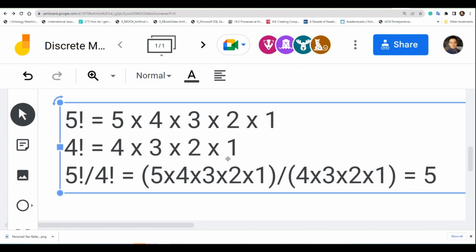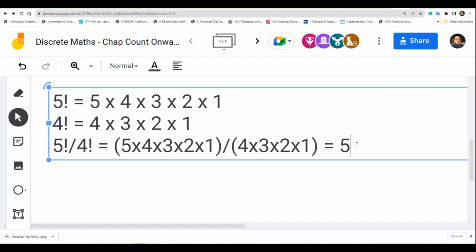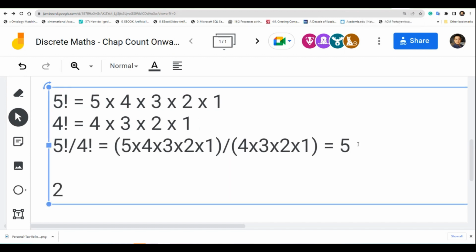But let's say 200 factorial divided by 199 factorial. What's the answer? I'm going to take a calculator out and count one by one. Correct, 200, right? How do you know?